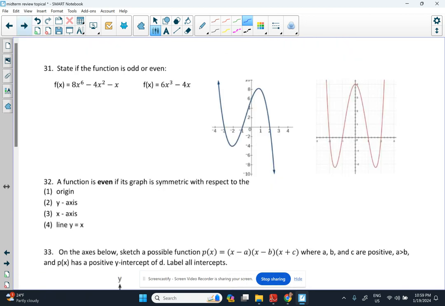Let's skip to odd and even functions. That's different than odd or even degrees.